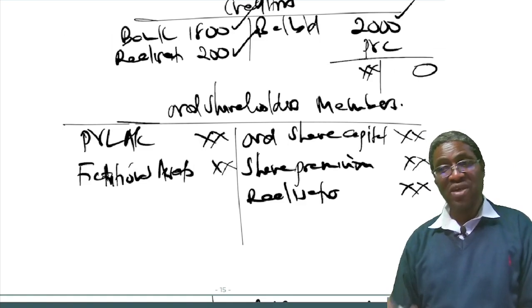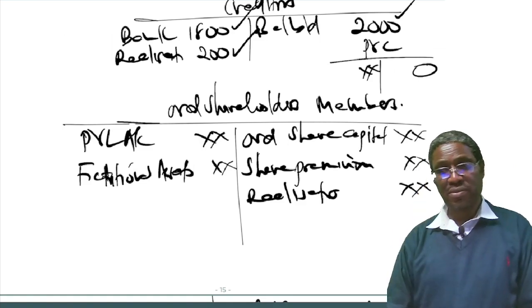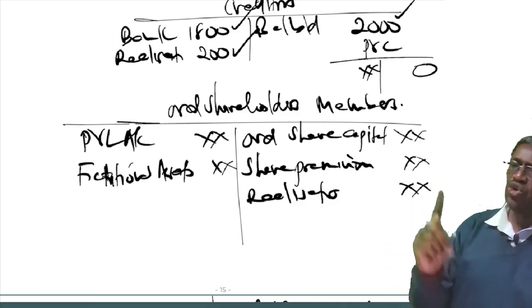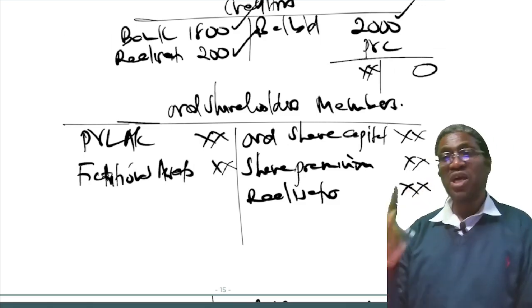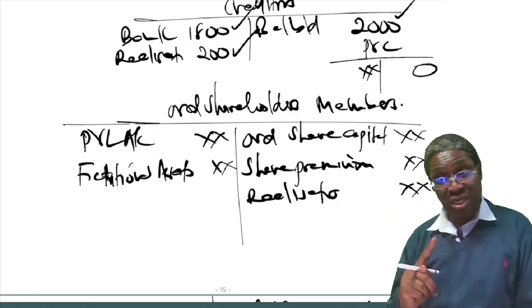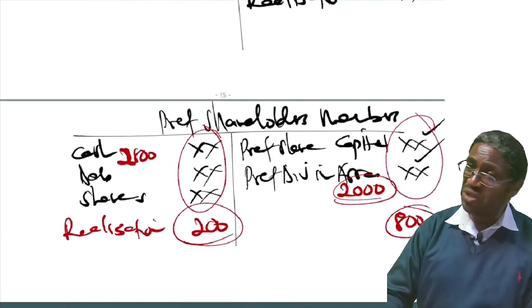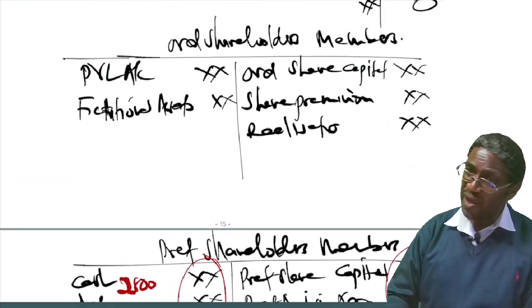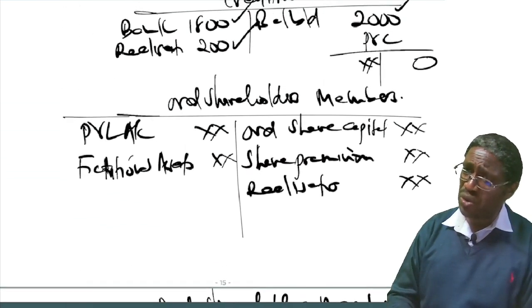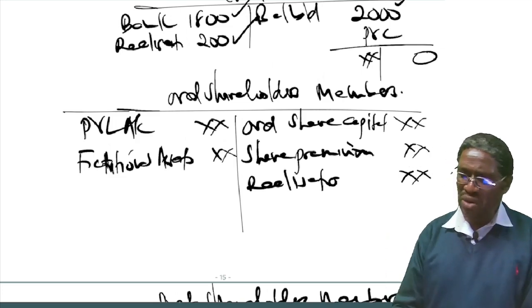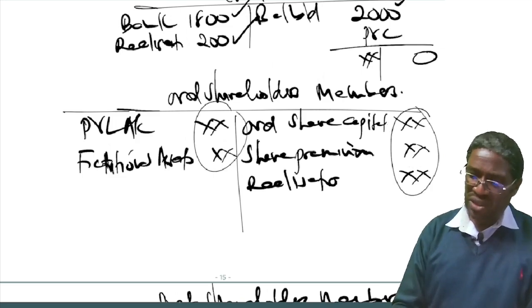Listen to this now. 15 and the last one. The ordinary shareholders normally are the last people to be paid whenever a company is liquidated. You remember we have already closed the account called preference shareholders, members. That one you know. Now we want to pay the last group of stakeholders who are the ordinary shareholders. So you come to this account called ordinary shareholders, members. Again, you owe them whatever.